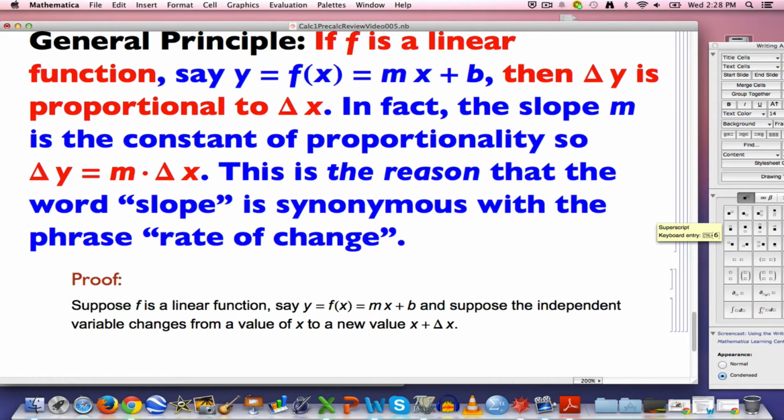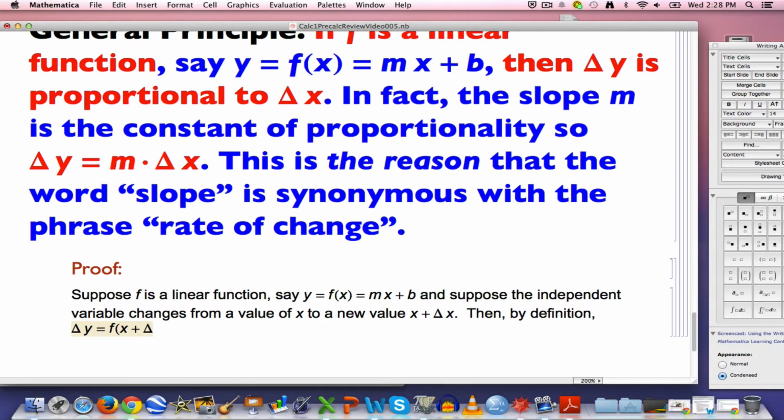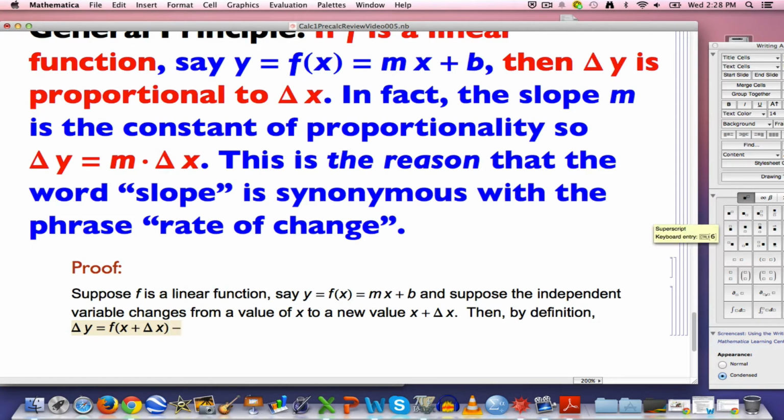What happens to y? Then, essentially by definition, the change in y, delta y, is the new value of the function at the new input, x plus delta x, minus the old value of the function at the old input, f of x. But what does that equal? All right, now you have to use the formula. f of x equals mx plus b.